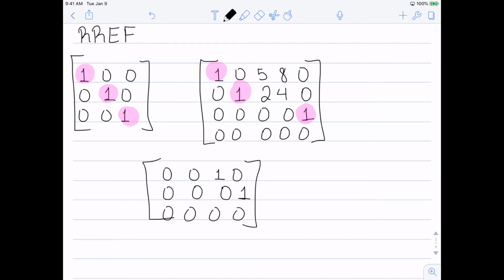One last example. We see the row of zeros at the bottom. The pivots do move down and to the right, and they are 1s. And everything both above and below these 1s is a 0.